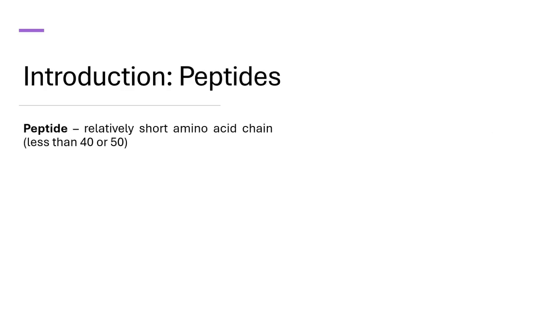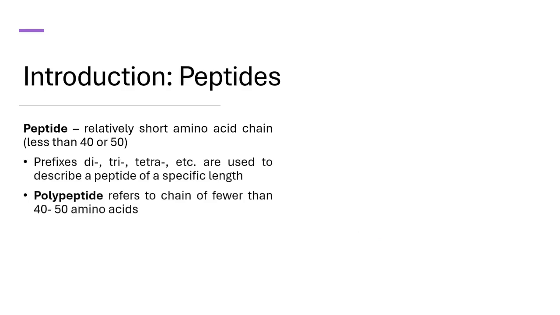Introduction to peptides. These are relatively short amino acid chains, usually containing less than 40 or 50 amino acids. The prefixes di, tri, tetra are used to describe a peptide of a specific length. Polypeptide refers to chains that have more than 40 to 50 amino acids. Peptide bonds are amide linkages that connect the amino acids.